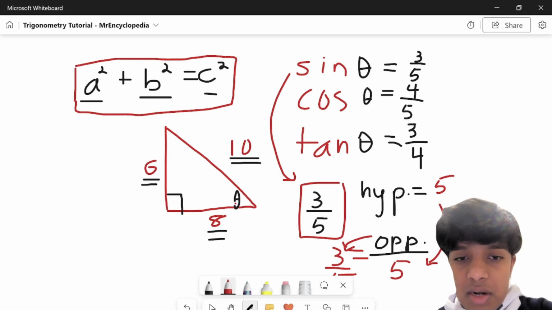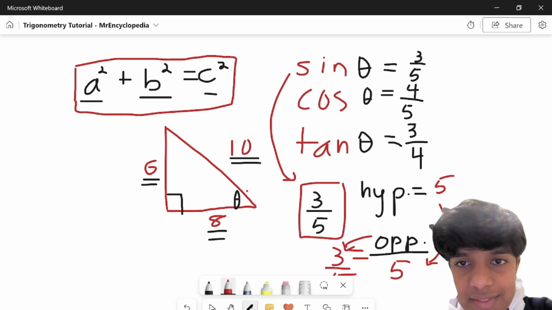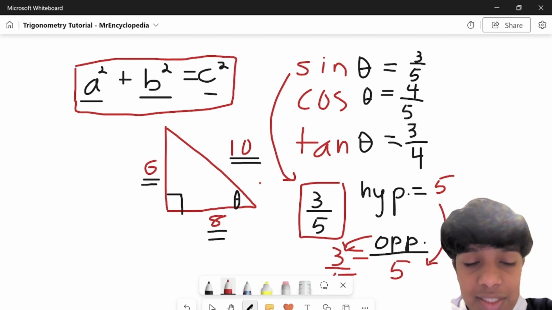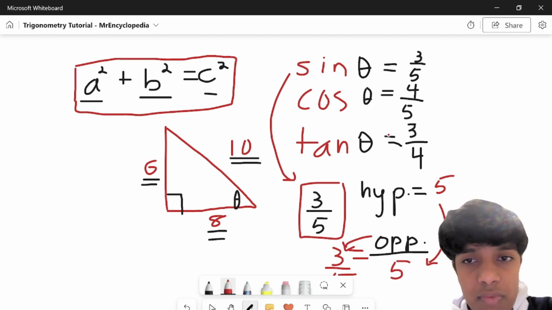So sine of theta, remember the placeholder. Essentially what I mean by placeholder is a way you can measure the relative side. So here it's going to be 3 over 5 because the opposite is 6 and the hypotenuse is 10. So 6 over 10 is equivalent to 3 over 5.